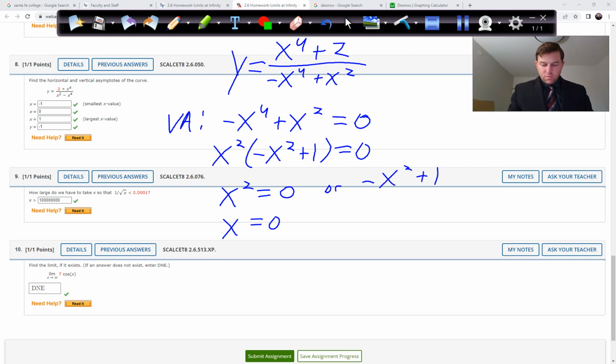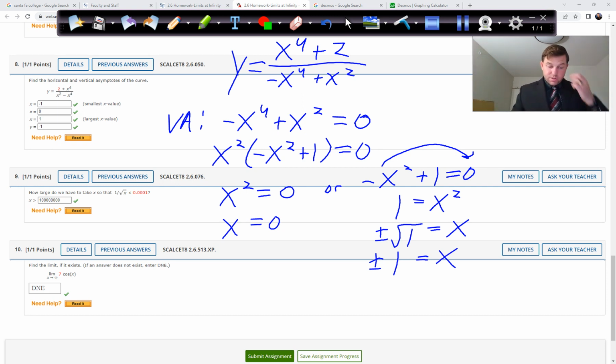-x squared plus 1 equals 0, which says 1 equals x squared. So move this term over here, it becomes positive. Take a square root, plus or minus. Square root of 1 equals x. Square root of 1 is 1, so plus or minus 1 equals x. So there's three asymptotes: -1, 0, and +1. Vertical asymptotes. Three things that make that denominator go to 0.